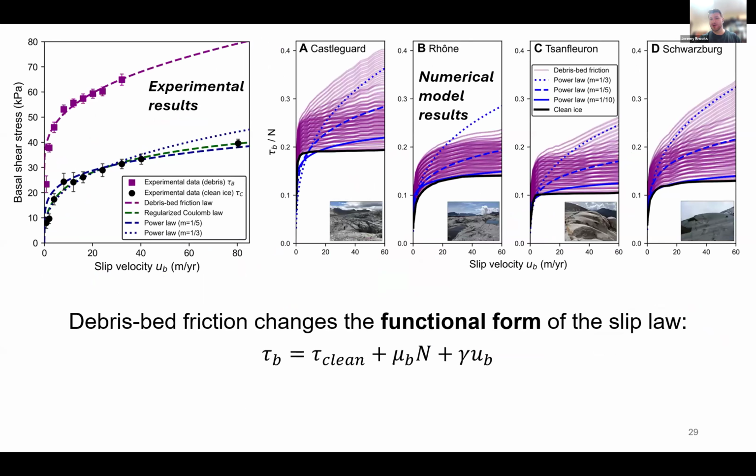So putting that together, our experiments and the numerical ice flow model results, we see that the debris bed friction slip law has a functional form that is distinct from clean ice conditions. One way to describe it is having a clean ice term, a pressure-dependent debris bed friction term, and then a velocity-dependent debris bed friction term. So that's our debris bed friction slip law that we've derived and then further tested using these numerical ice flow model results.